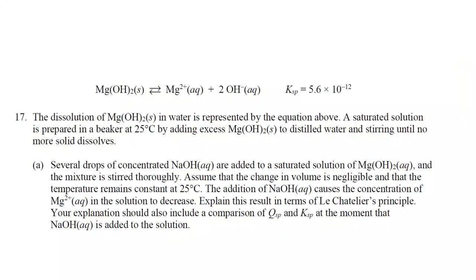Question 17 says the following. The dissolution of solid magnesium hydroxide in water is represented by the equation above. A saturated solution is prepared in a beaker at 25 degrees Celsius by adding excess solid magnesium hydroxide to distilled water and stirring until no more solid dissolves.